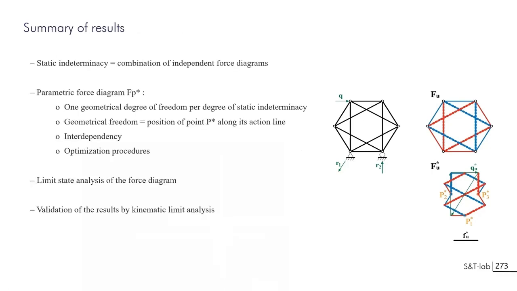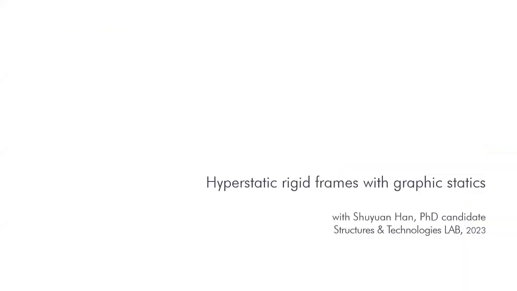So you see that, to summarize this, static indeterminacy is just a combination of independent force diagrams, for which you have a parametric way to propose this with geometrical freedom, interdependency, and an optimization procedure. And you can go to limit state analysis for this example. In the research led by Jean-François Rondeau, there was validation of this using kinematic limit analysis on the principle of plastic design that I won't address here.